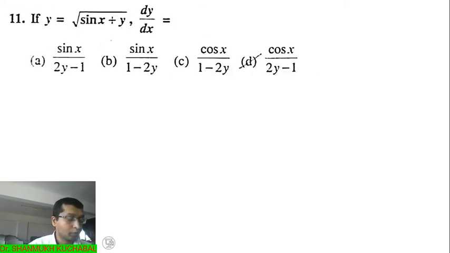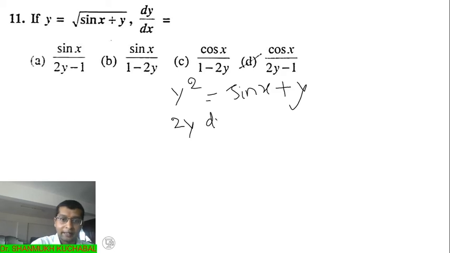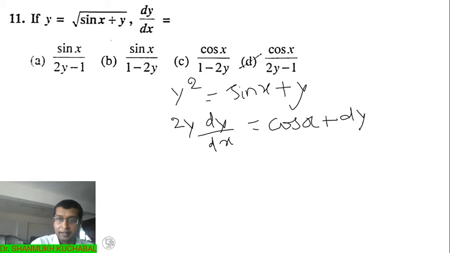Okay, now we'll move to example number 11. If y equal to the square root of sin x plus y, dy by dx equal to? So we have to square it on both sides in order to avoid the square root. So we get y square equal to sin x plus y. Now differentiating, y square differentiation is 2y dy by dx. Sin x differentiation is cos x, and y differentiation is dy by dx.